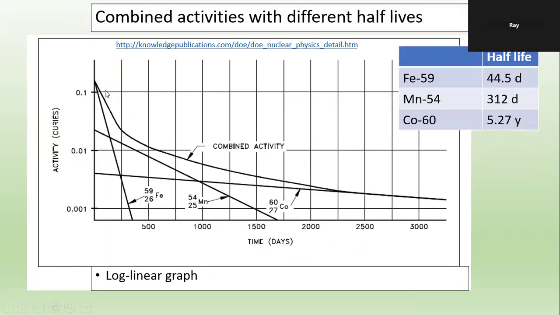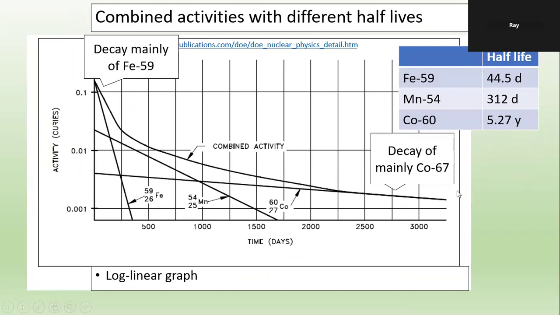This is a combined curve of these three radioactive elements. This part is the decay of iron-59. This part is the decay of cobalt.